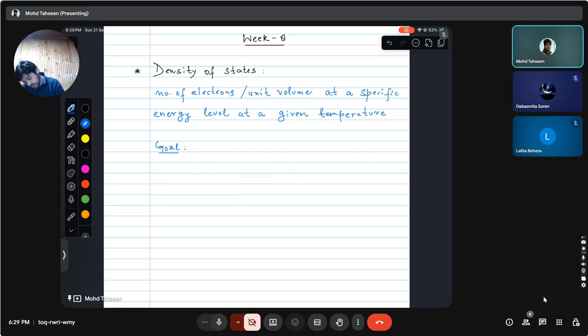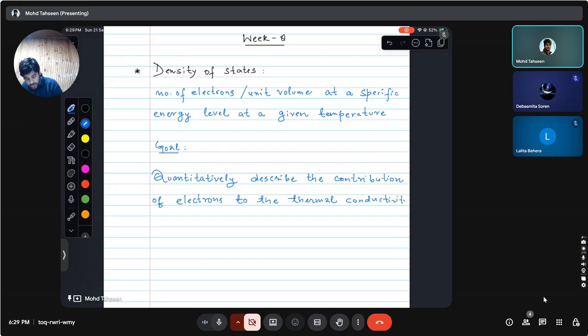let's say, so we want to quantitatively describe not the behavior or the contribution of electrons to the thermal conductivity. Okay, this is our goal.